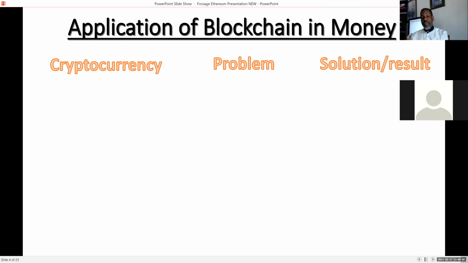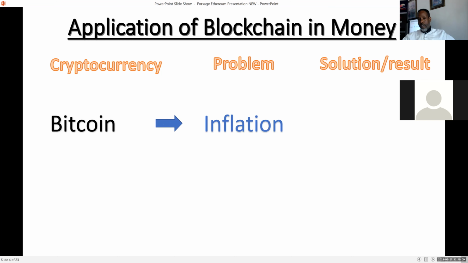Whenever we need a record that should not be compromised in any way or manipulated by any entity or person or a group of people, we can use the blockchain. So in 2009, that was when the first cryptocurrency was created out of the blockchain technology. Now, why was Bitcoin created?